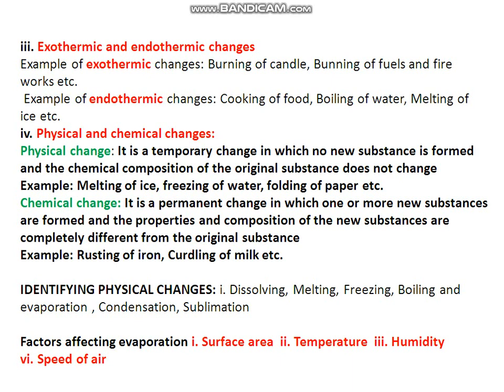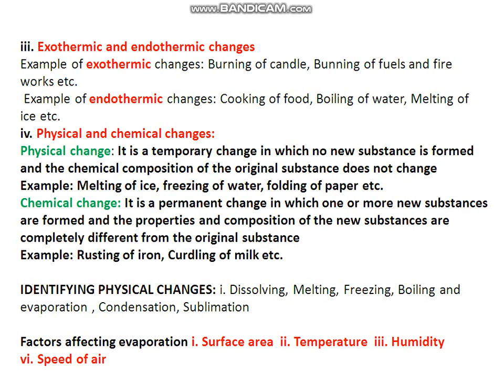Then exothermic and endothermic changes. Exothermic means the changes in which heat is produced. The changes in which heat is produced are called exothermic changes, and the changes in which heat is absorbed are called endothermic changes. Examples of exothermic changes: burning of candle. When a candle burns, heat is produced. Burning of fuels. When fuels burn, it produces heat. Fireworks. These are some of the examples of exothermic changes.